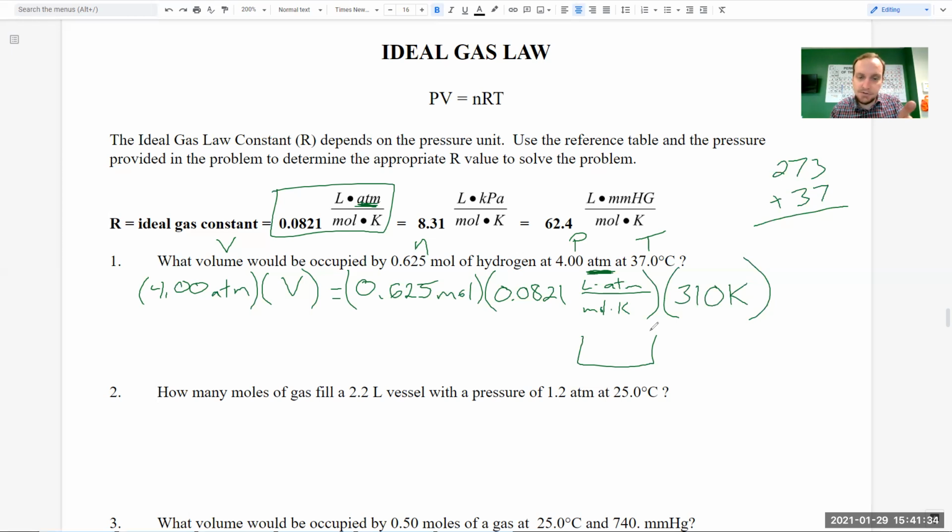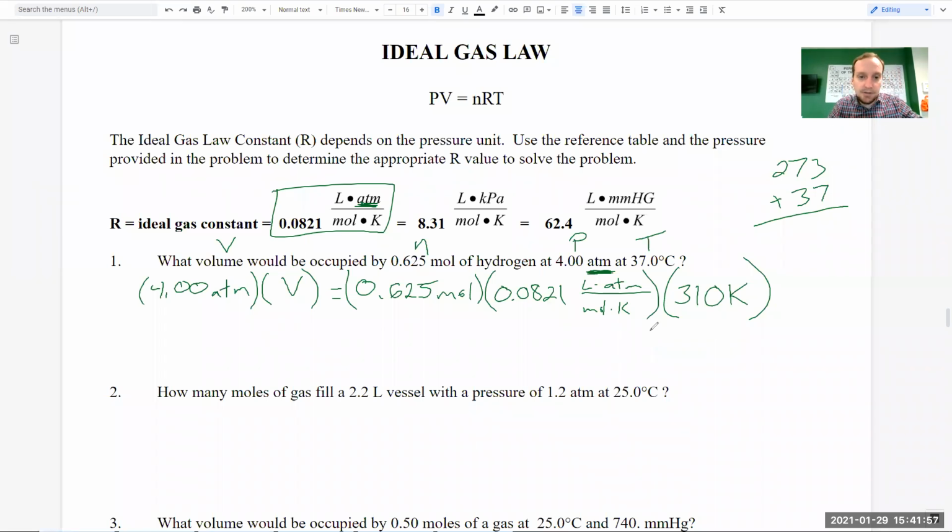Absolutely nothing cancels out. So you would be left with liters ATM, which is the left side of the equation, ATM in volume, over mole Kelvin, which is on the right side. Again, nothing cancels out, so it becomes liters ATM over mole Kelvin. Now, if I solve for anything else, they're all going to cancel out except for the variable that we're looking for, and you'll see what I mean in just a second.